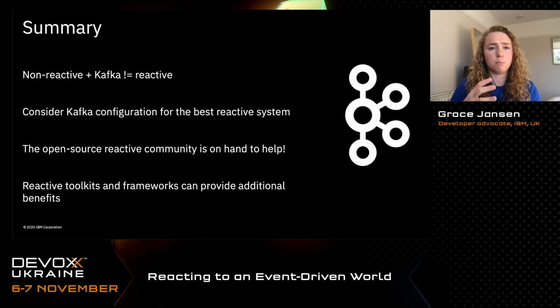So hopefully what I've shown you from this demo, our application, and from the introduction to Reactive is that you can't just take a non-reactive application, add in a tool like Kafka, or just shove in an event-driven backbone and expect it to be magically reactive or magically non-blocking and asynchronous. Instead, you need to consider carefully the various different layers and levels in your applications and whether you're introducing reactive behaviors to each of them. But you also need to consider the Kafka configuration you're utilizing and whether it's the best it can be to make your application as reactive as possible. But you're not alone. Thankfully, the open source reactive community is on hand to help. There are lots of reactive toolkits and libraries available for you to utilize, all open source. And those reactive toolkits and frameworks can provide additional benefits as well for your application.